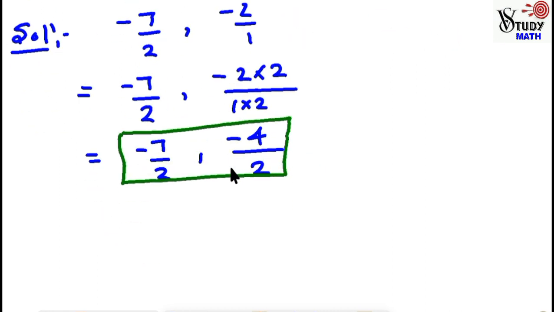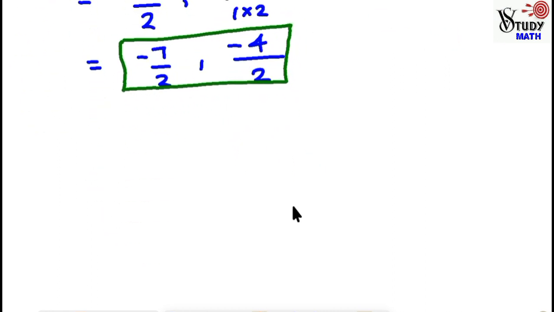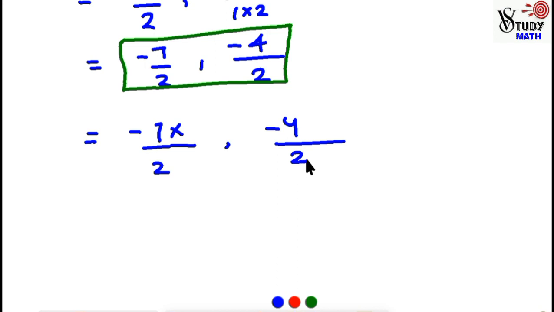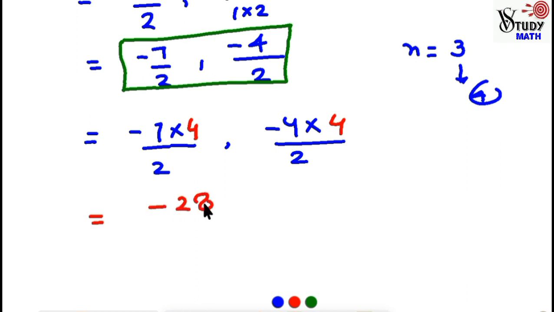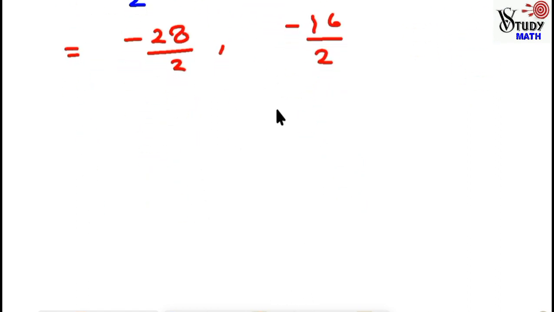Now how many numbers do we have to find? We have to find 3 rational numbers. So we have negative 7 by 2 and negative 4 by 2, and n is equal to 3. I am going to add 1 to this 3 and it becomes 4. So I multiply here by 4 and here by 4. Now I have negative 28 by 2 and negative 16 by 2. So my dear students, now draw the number line and try to understand this.